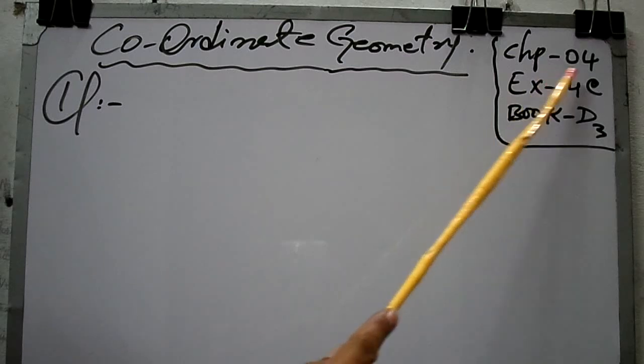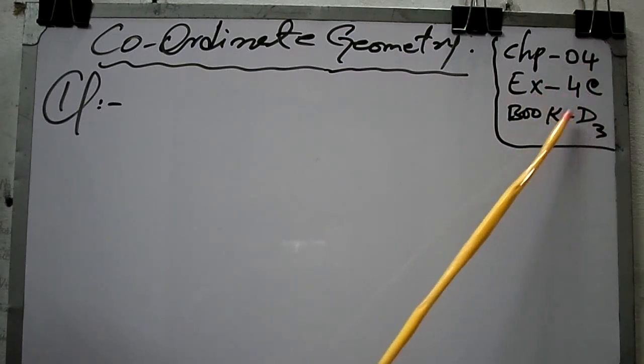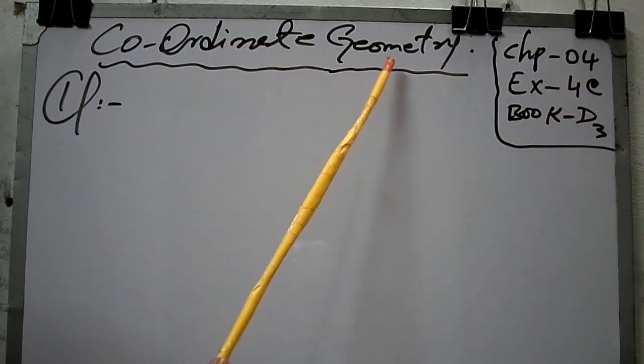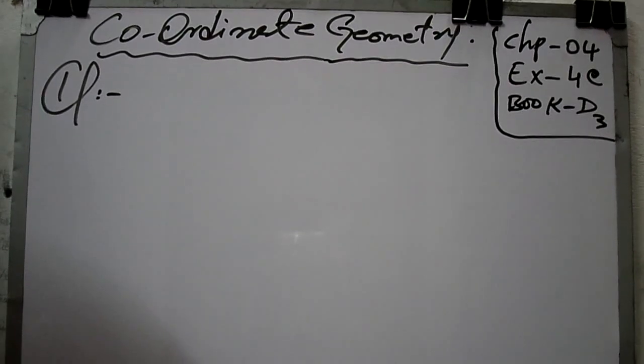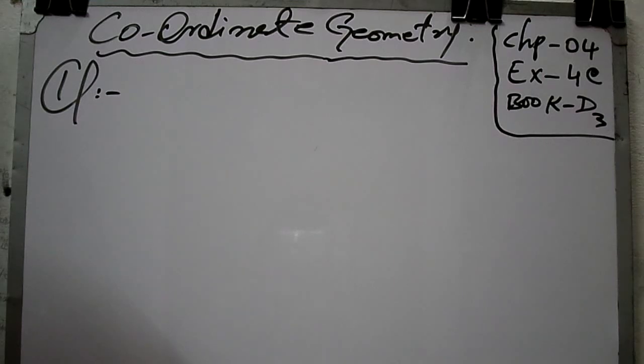Today we will discuss chapter number 04, exercise 4C, book D3, coordinate geometry. Question number 1. Read the statement in your textbook 4C exercise. Question number 1. Find the equation of the straight line joining each of the following pairs of points.